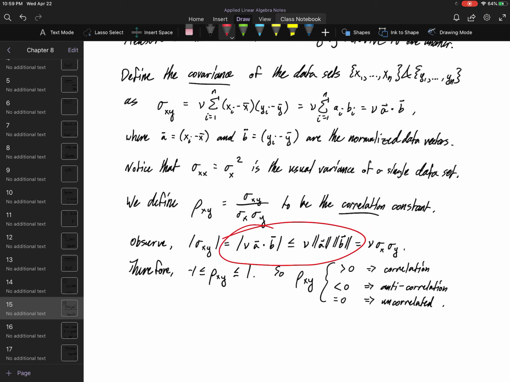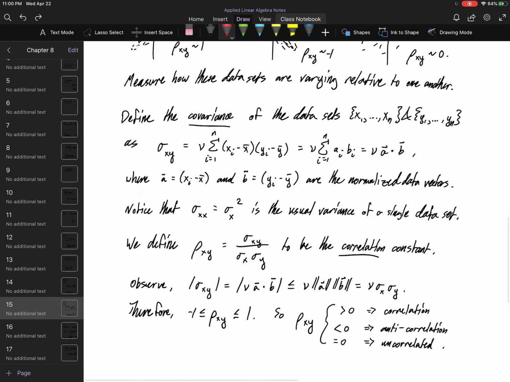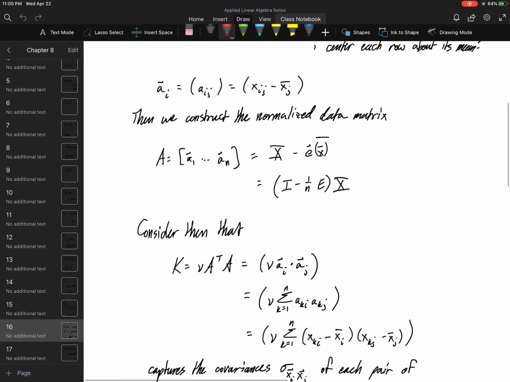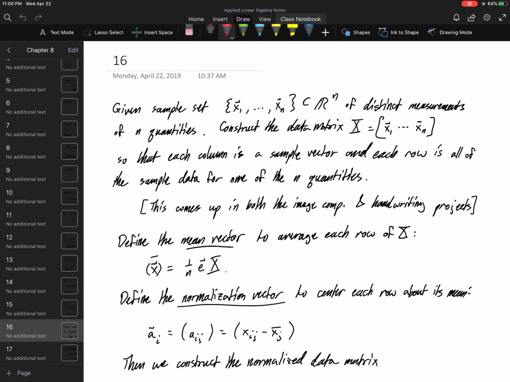But we can notice that due to the Cauchy-Schwarz inequality, our correlation coefficient actually is stuck between plus or minus 1 when we drop the prefactor. So the point is that this correlation constant is stuck between plus or minus 1 for all intents and purposes. And it gives us a measure of whether or not the data are varying with or against each other.